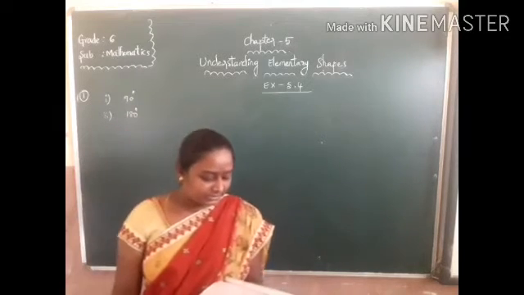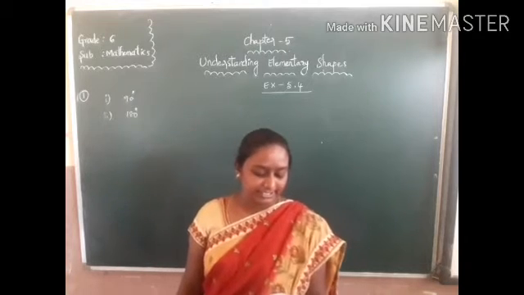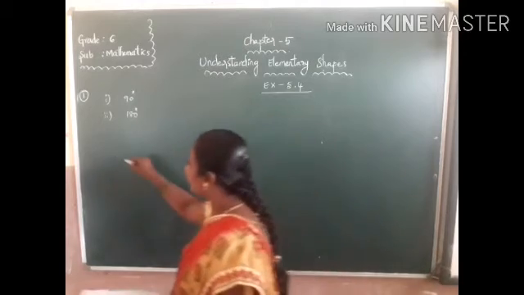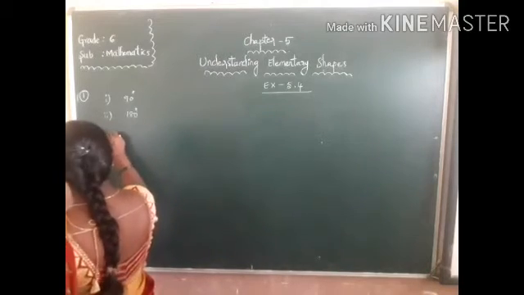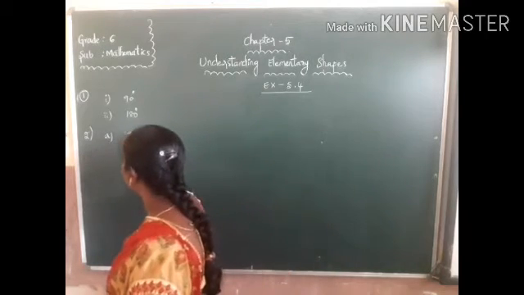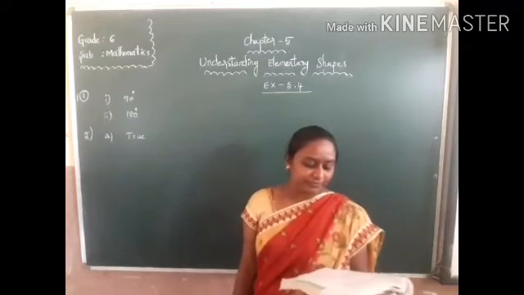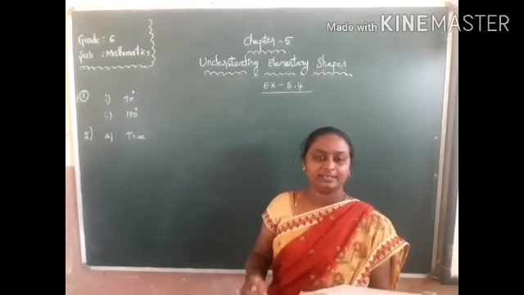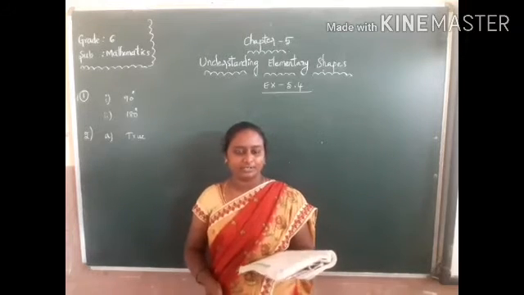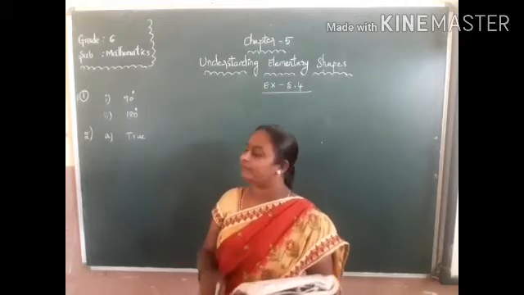Now say true or false. The measure of an acute angle is less than 90 degrees. Is it right? Yes, the measure of an acute angle is always less than 90 degrees. So the statement is true. The measure of an obtuse angle is less than 90 degrees. Obtuse angle is less than 90? No. Obtuse angle is greater than 90 and less than 180.